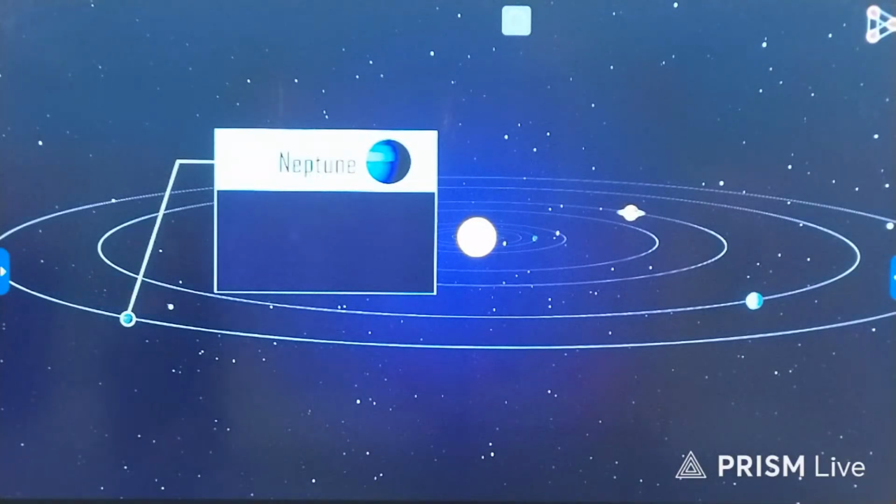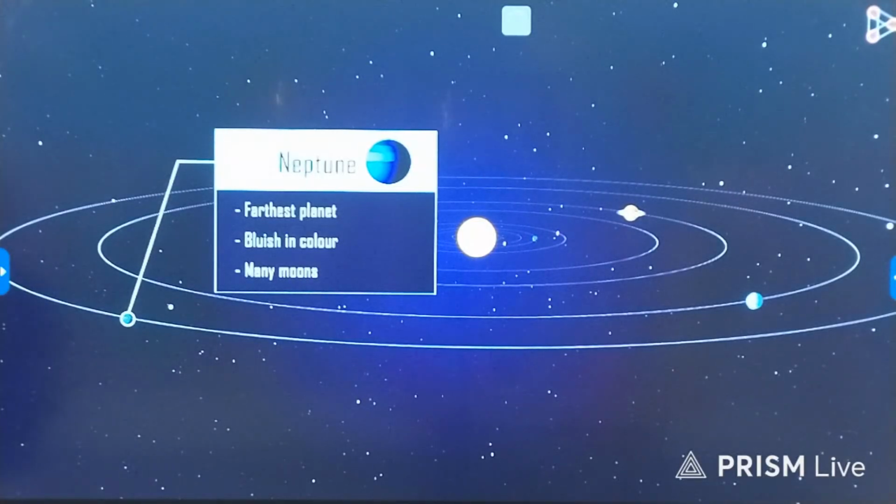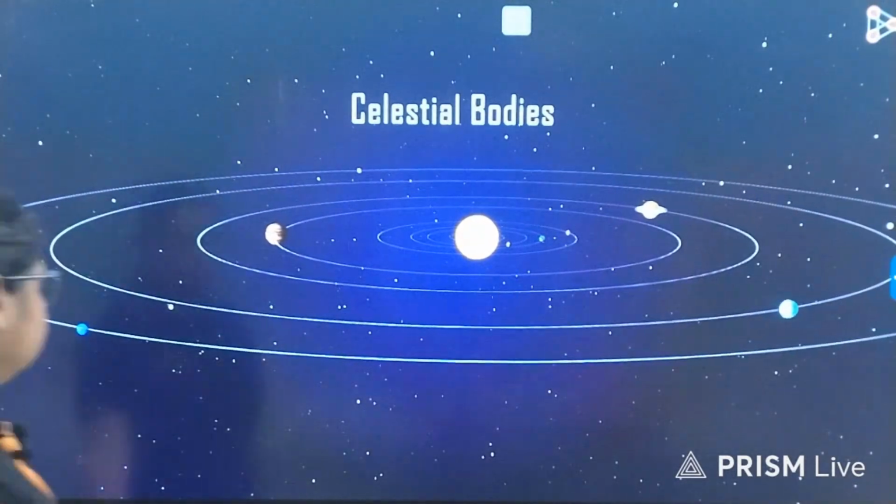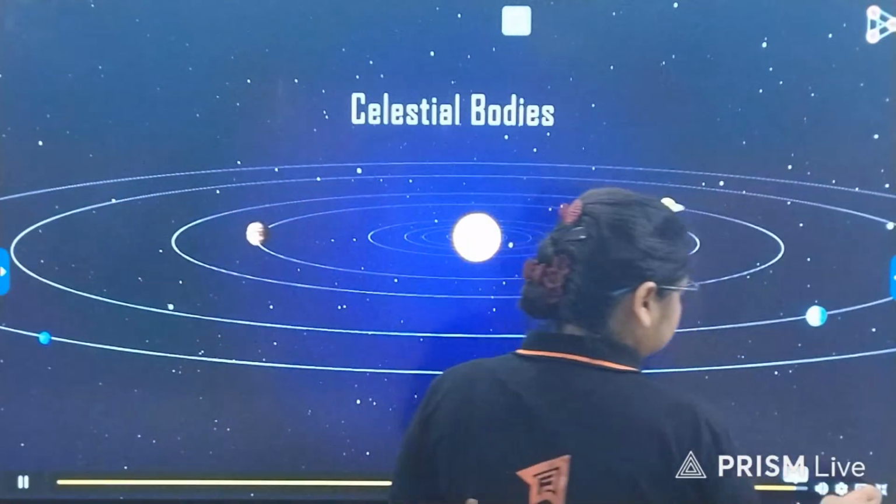Neptune, the eighth and the last planet, is the farthest planet in the solar system. Its appearance is bluish and, like mentioned before, is said to have many moons. That's all we need to know about the planets for now. We shall talk about the other types of celestial bodies in our solar system in the next lesson.